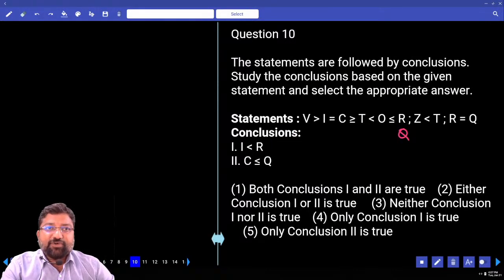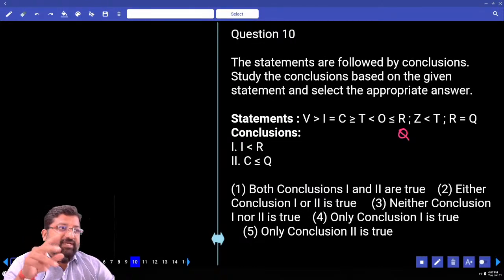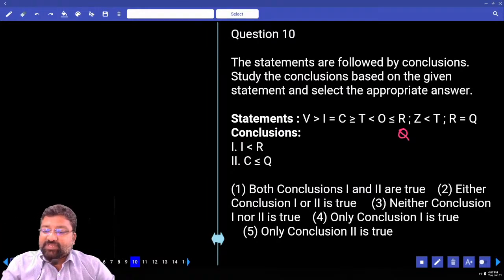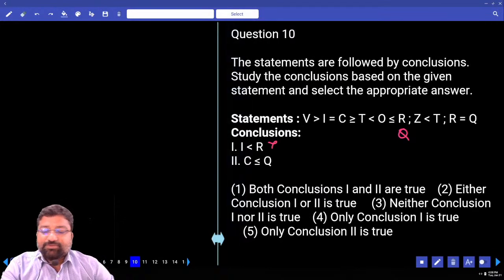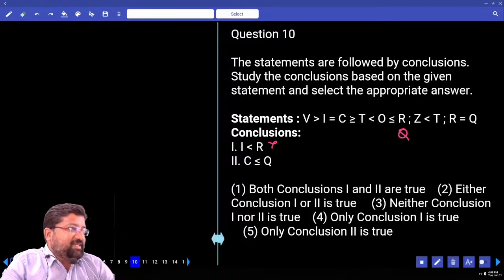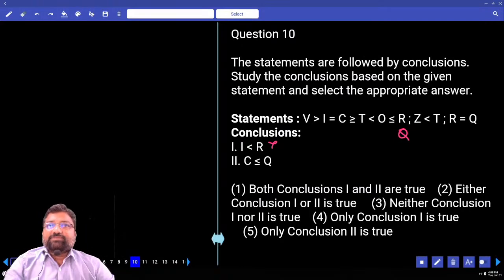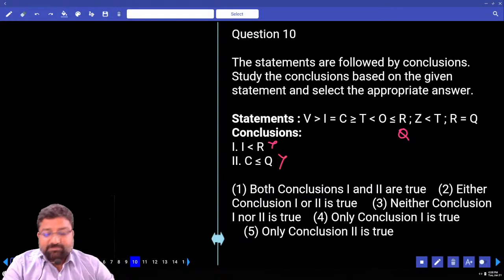Only if Z is involved, then we'll try to take the help of T. If Z is not there in the picture, no need to worry. I and R. What is the problem with I and R? Opposite symbol. C and Q, C and R are the same, right? Again, opposite symbols from C to Q. What's your answer? Cannot be determined. So, neither 1 nor 2.